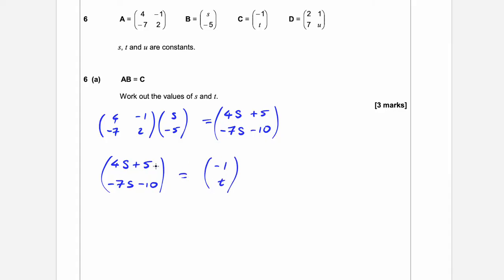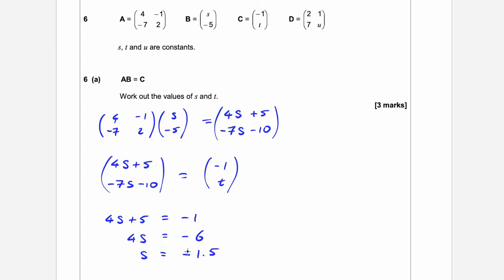So I can just equate them, guys. I can just do the top: 4s plus 5 equals negative 1. So I can say 4s equals negative 6. And s is equal to negative 6 over 4, which is negative 1.5.